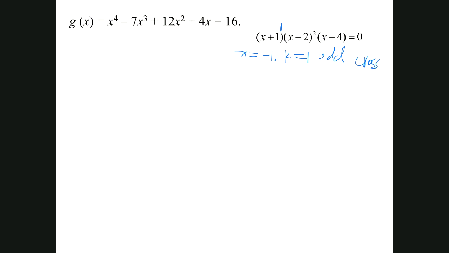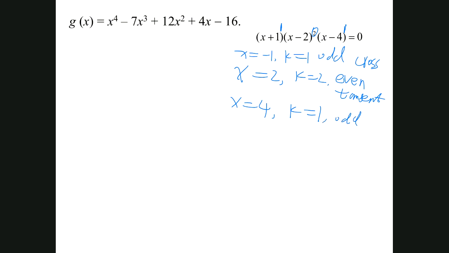Okay, x equal to 2, and k is equal to 2. K is the multiplicity, right? K is equal to 2, and 2 is an even number. So this one will be tangent. Okay, x equal to 4. So how much is my k? K here is 1. This is the power of 1. We don't have to write down 1 for a lot of things. So 1 is an odd power again. Okay, so this point is going to be crossing in here.